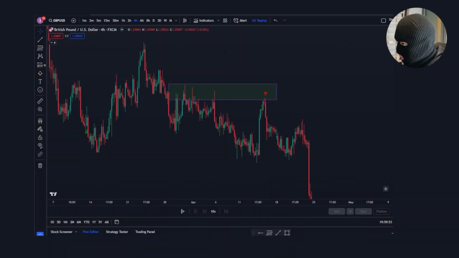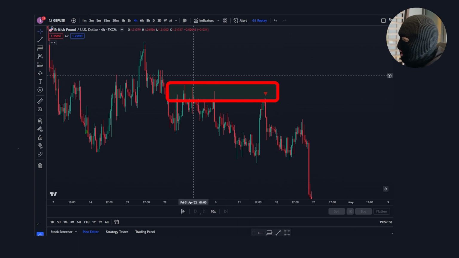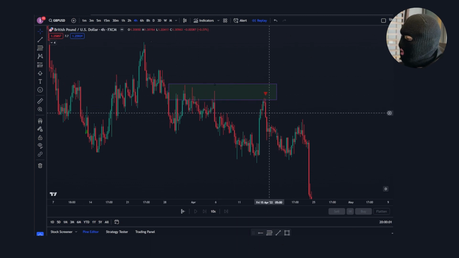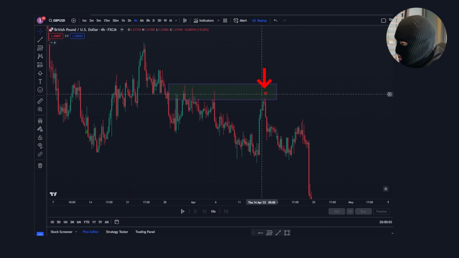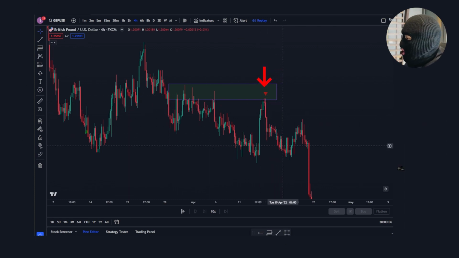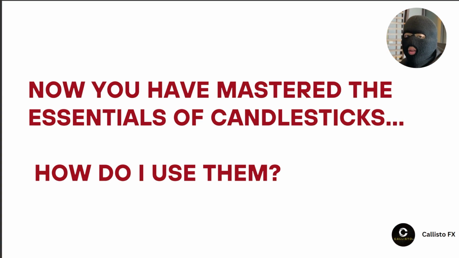Here we have a 4-hour chart on the GBP US dollar. Price here has hit a resistance level multiple times, and once it tapped into it again, you can see here in the example, price formed an Evening Star and proceeded to drop aggressively, which indicates a bearish reversal is taking place.